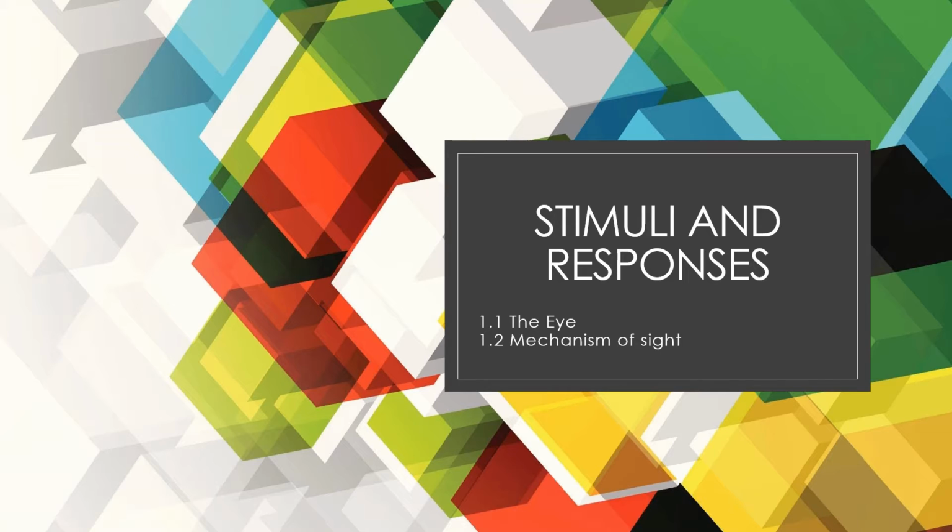In this video, I'm gonna explain a little further for the topic stimuli and responses. So there are two subtopics. For the 1.1 is the eye. It is most likely about the structure of an eye, whether it is a simple structure or a more detailed structure of the eye. And for the 1.2, the last subtopic is about the mechanism of sight. In this, I'm going to explain how our eyes can see things, how we can see things in this world.